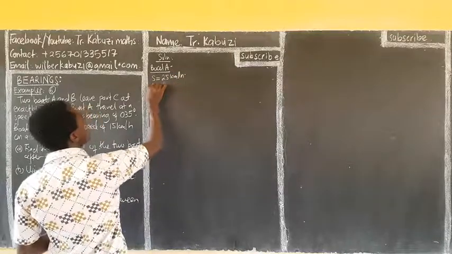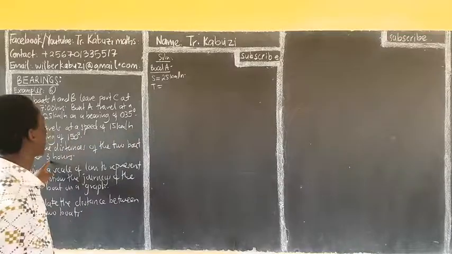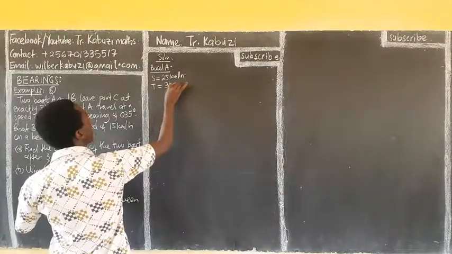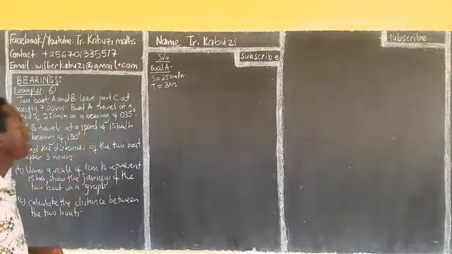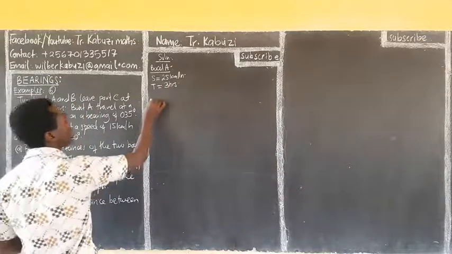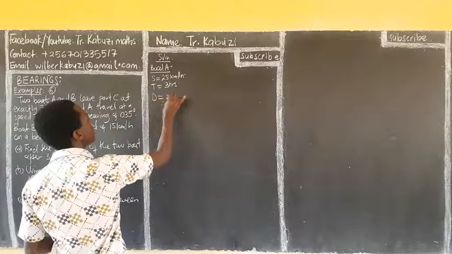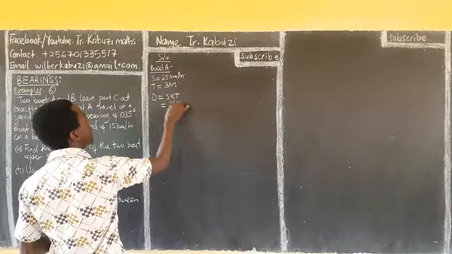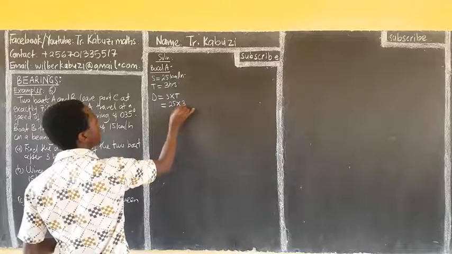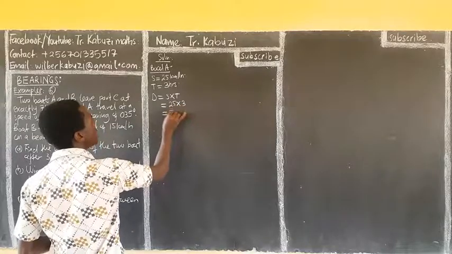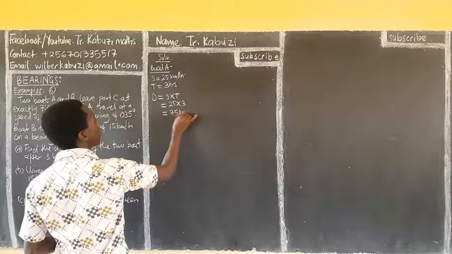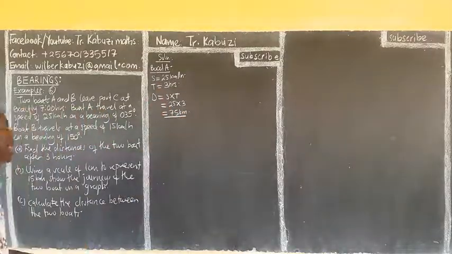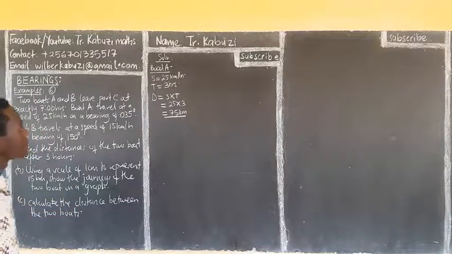Then what's its time? They are giving us the time after 3 hours. Meaning, you know how we get a distance. So our distance is given by speed times time. Our speed is 25 times this time, which is 3. And this will be now 75 kilometers. So after 3 hours, boat A will be 75 kilometers from port C.